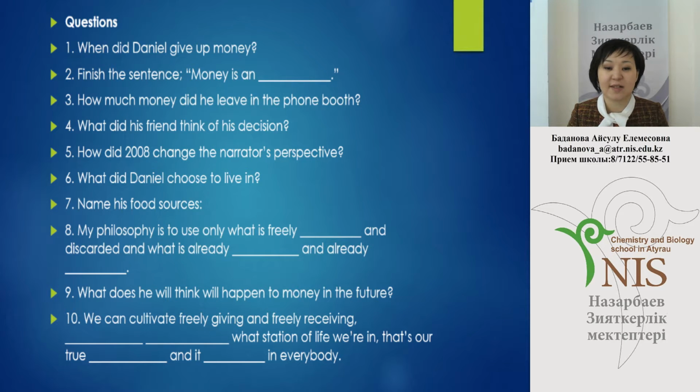How did 2008 change the narrator's perspective? What happened in 2008? Do you remember? Yes, the economic crisis and devaluation of property made him consider Daniel's idea that money was just an illusion. There is an example of how much the property cost before 2008 and how much after. Number 6: What did Daniel choose to live in? What were your ideas? We have seen it in a picture. Yes, the correct answer is a cave.